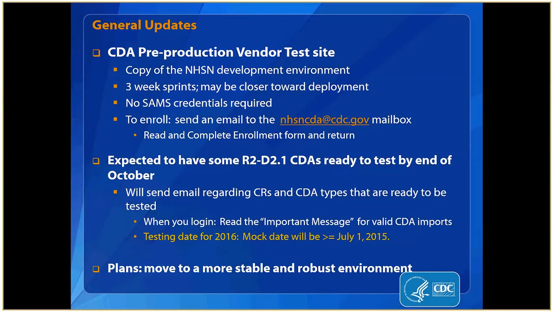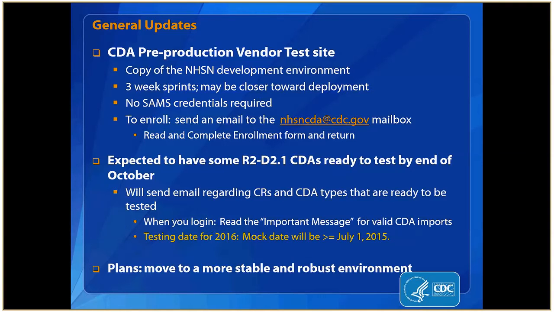So just to update you on the pre-production vendor test site, it is a copy of the NHSN development environment. We actually are not that far ahead of you in our development. We generally go by 3-week sprints, and they may be closer as we get closer towards the deployment. No SAMS credentials required. To enroll, send an email to the NHSN CDA mailbox, and we'll send you an enrollment form, and you'll complete and return it to us.